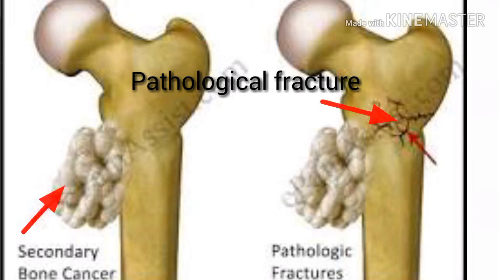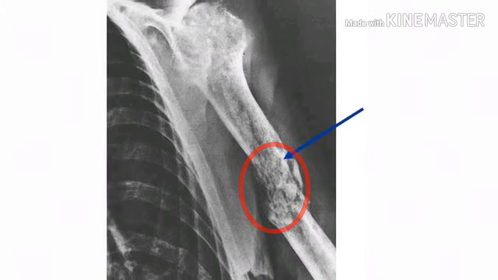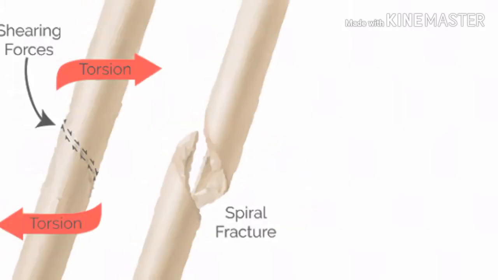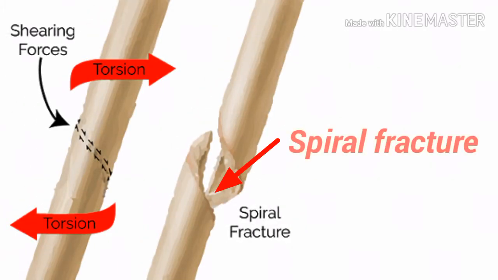Pathological fracture, when an underlying disease or condition has already weakened the bone, resulting in a fracture. Bone fracture caused by an underlying disease condition that weakened the bone. Spiral fracture, a fracture where at least one part of the bone has been twisted.